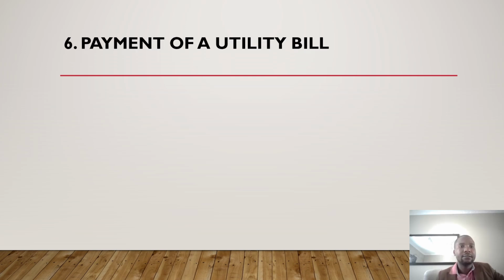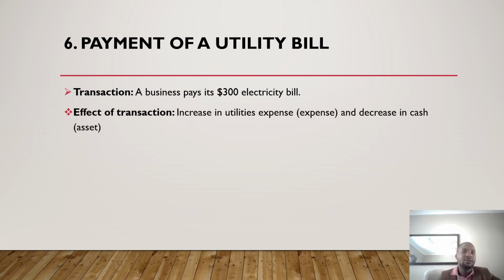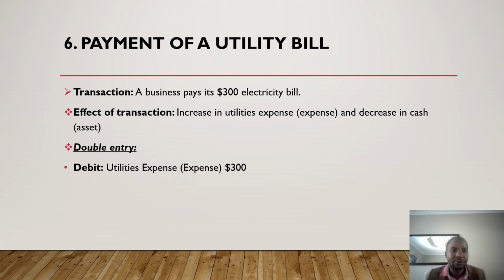Okay, let's move on. Supposing now we are paying a utility bill. So a business pays a $300 electricity bill. Now this is an expense account. So this will lead to an increase in the expense account. And since we are paying by cash, it will be a decrease in asset account. So this transaction basically is affecting the expense account and the asset account. So since these have similar treatments, an increase in expense account is a debit entry.